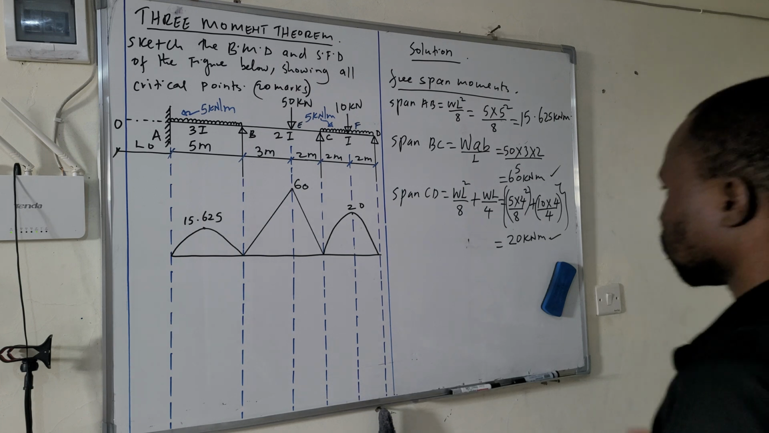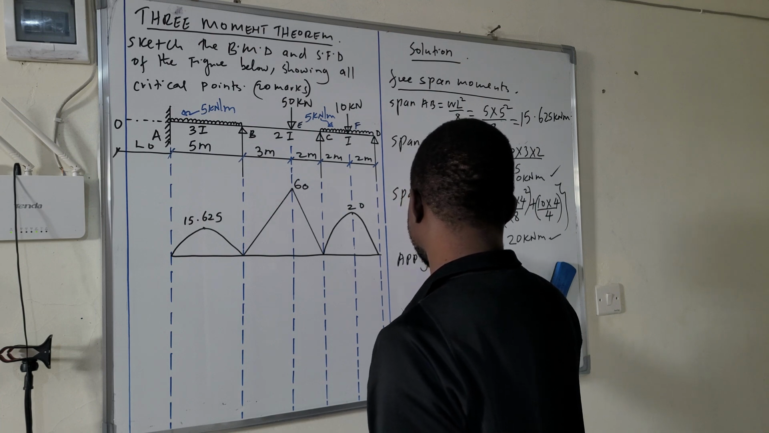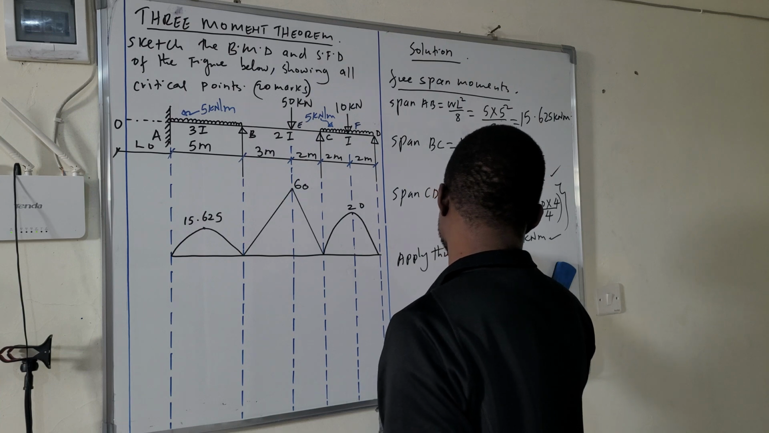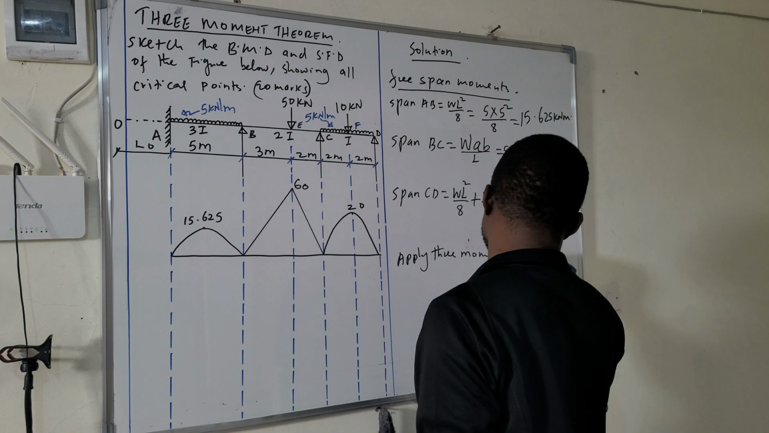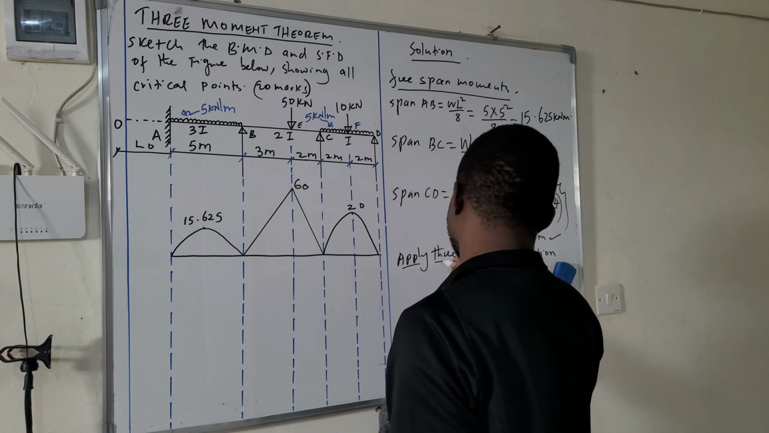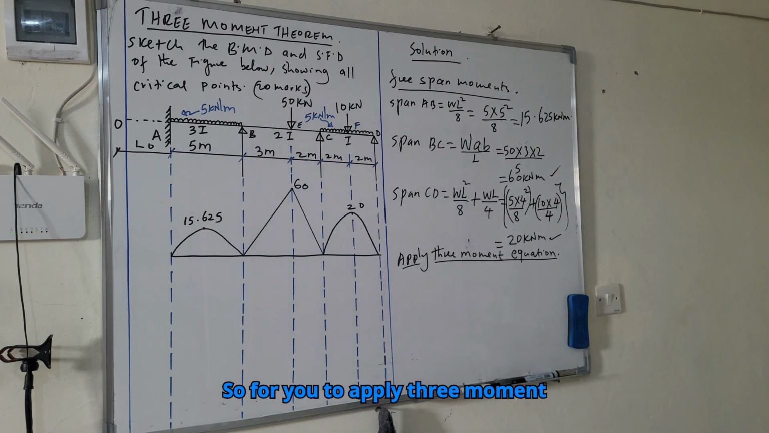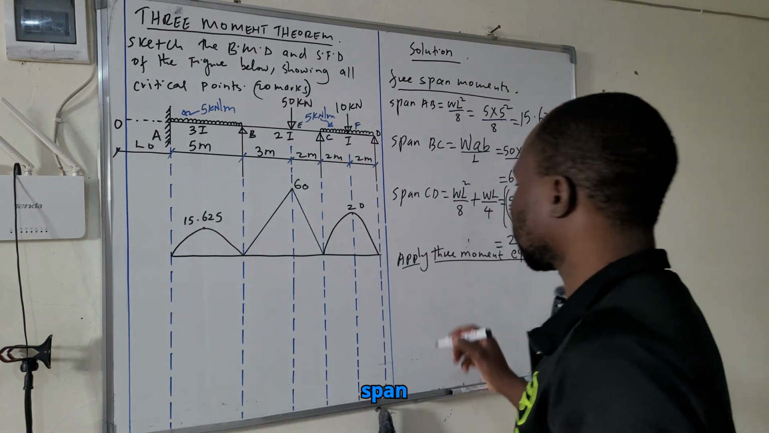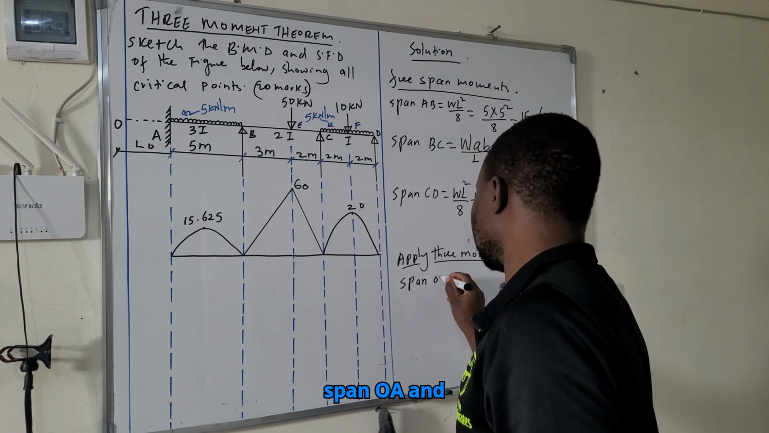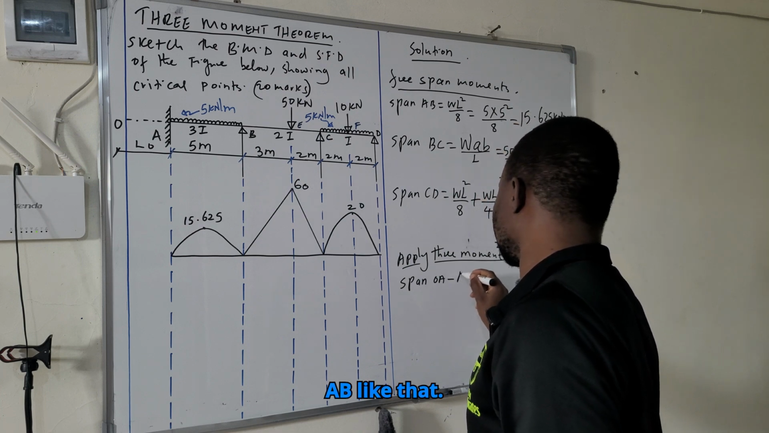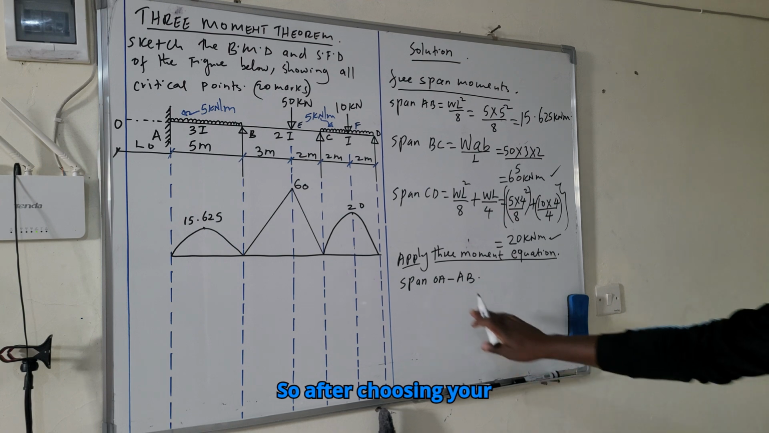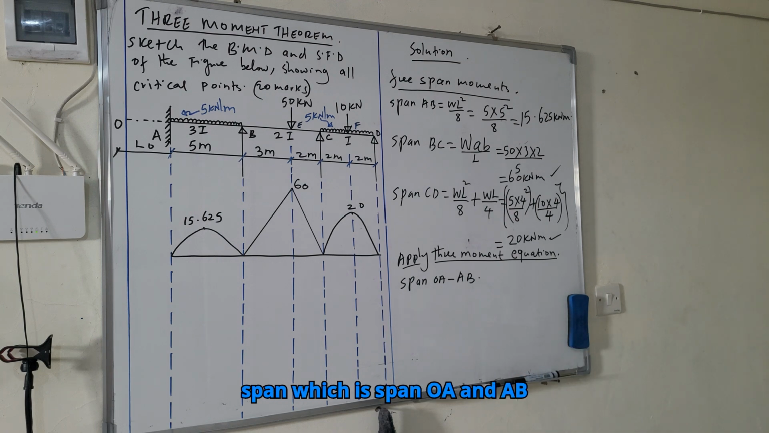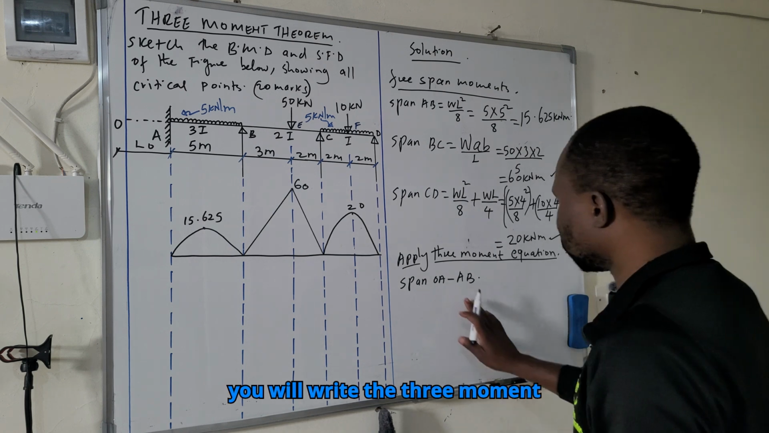So having done so, we will now apply the 3-moment equation. For you to apply the 3-moment equation, you need to have 2 consecutive spans. So for us to have 2 consecutive spans, we'll start from our imaginary span, which is span OA. So we'll have span OA and AB, like that.